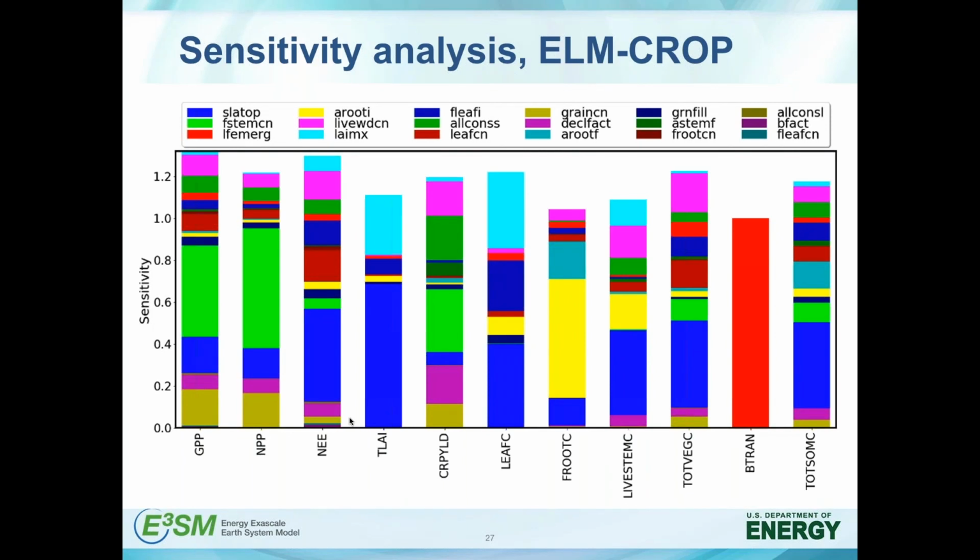Respiration, photosynthesis, and so we see often when we're looking at NEE that it has more sensitive parameters driving it than some of the other variables, and so I think that's consistent with the level of complexity that goes into calculating net ecosystem exchange.